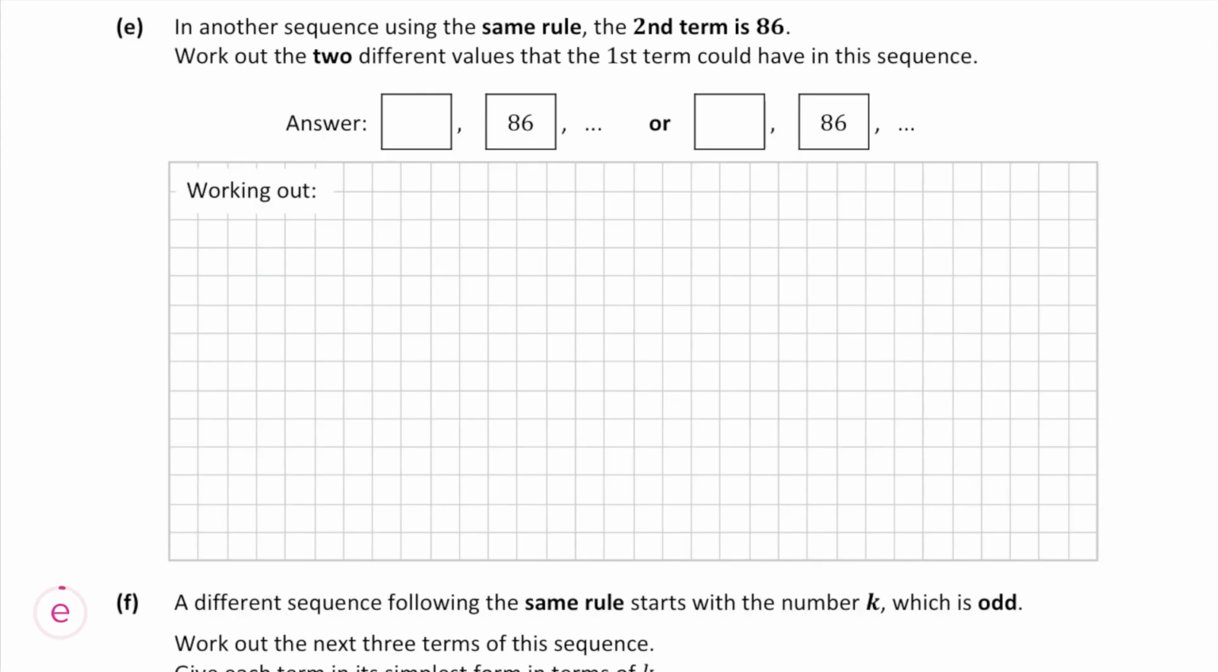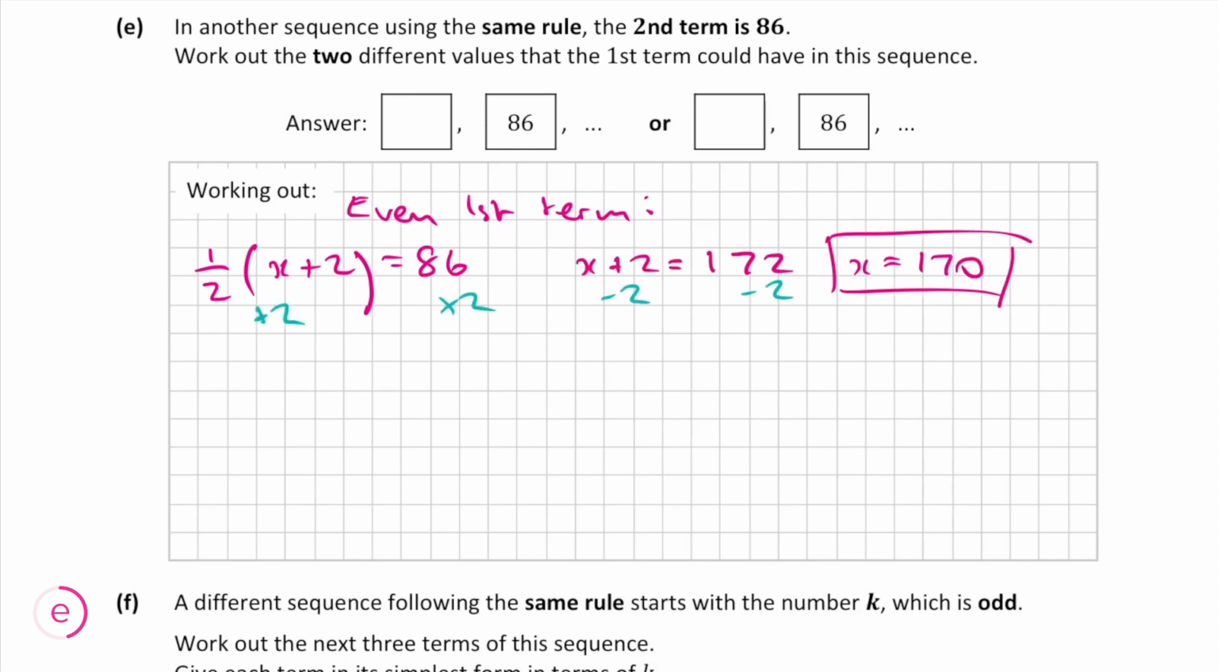In part E, we're told that the second term in a particular sequence is 86, using the same rule from part D and C. We have to work out the 2 different possible values that the first term could have been. If the first term was even, then we have this formula where x is the first term. So we need to solve this to find the first term. Multiplying both sides by 2 and then taking away 2 from each side, we get x is equal to 170. So this is one possible value for the first term.